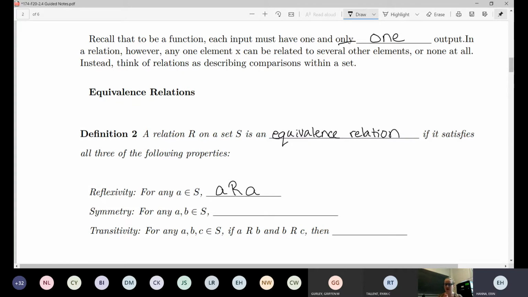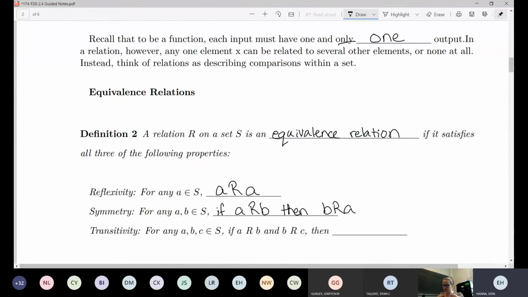So you just have to have that A is related to itself. Next is symmetry. For any elements A and B in your set, if A is related to B, then B is also related to A. So essentially, if one of the things is related to another, then you must have that opposite direction. So the order does matter. In an equivalence relation, we have to have both ways.